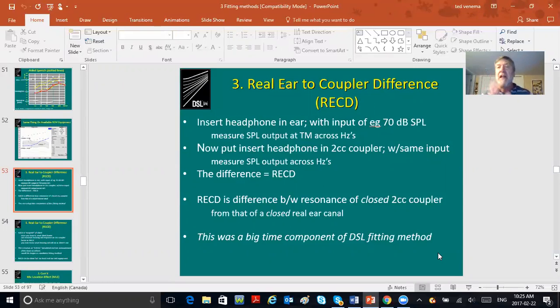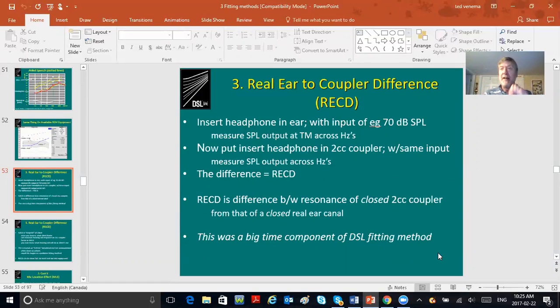So what DSL allows you to do is to choose an average real ear to coupler difference, which is in the computer. But maybe the person's a big guy and has large ear canals, or maybe the person's a little kid and has little ear canals, or maybe the person's had mastoid surgery, so his whole ear canal is different. So if you see a different looking ear canal, DSL advises measure the real ear to coupler difference. And RECD is very easy to measure on real ear. It takes about 30 seconds to do.